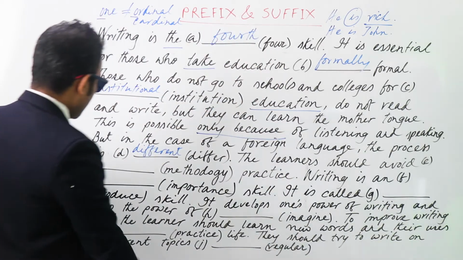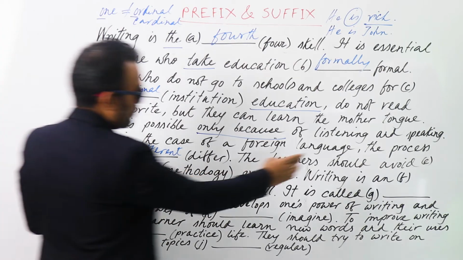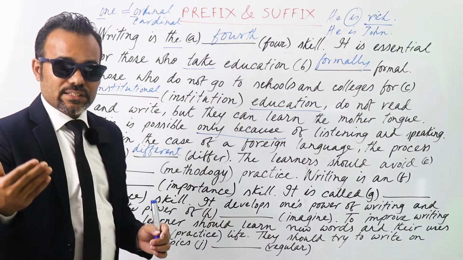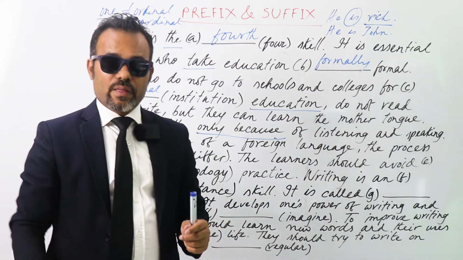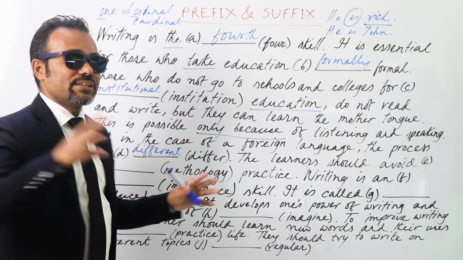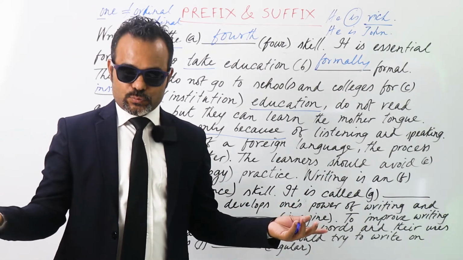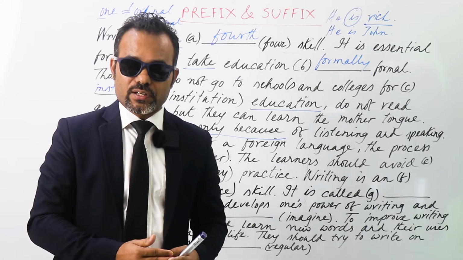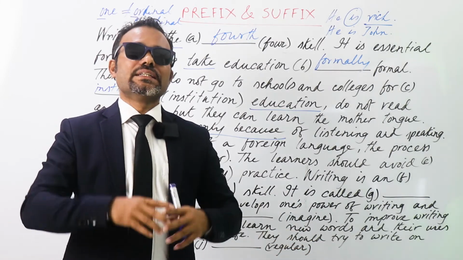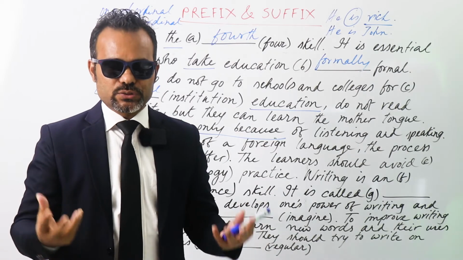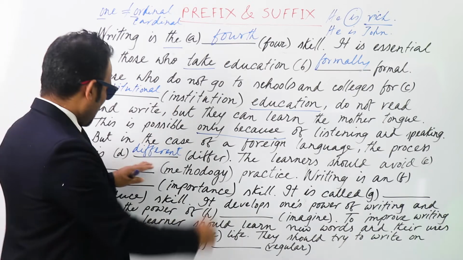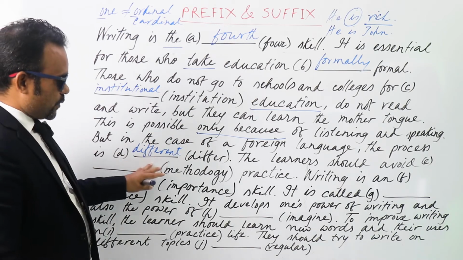Okay, now here what we need, the process is different. Here we need an adjective. The process is different, because here the process is difference. We can't say it this way. Although after a linking verb we can use noun and also adjective, the situation will demand which one we will put. So here the process is different. I think you understood this one.